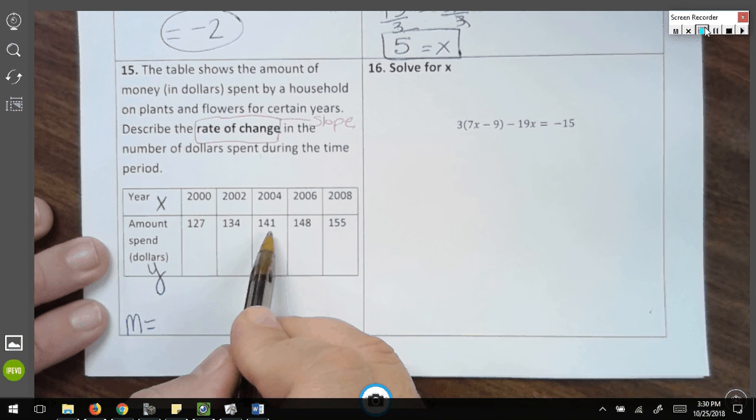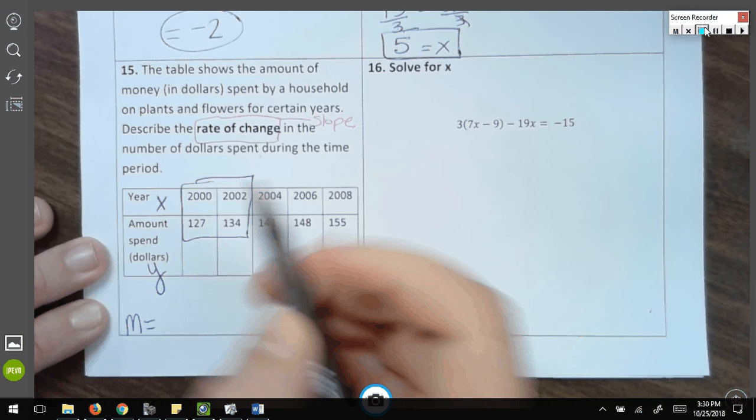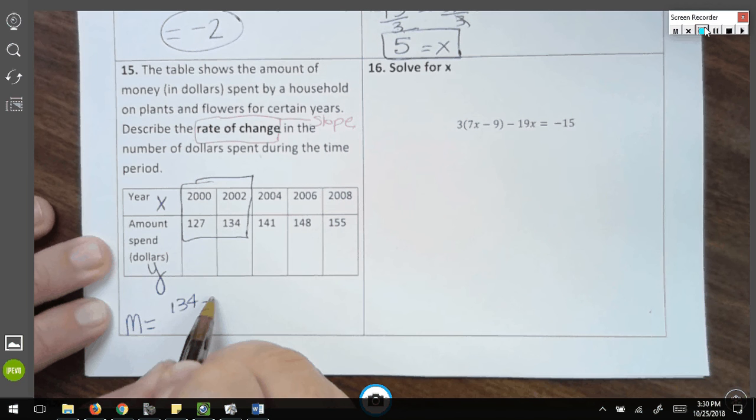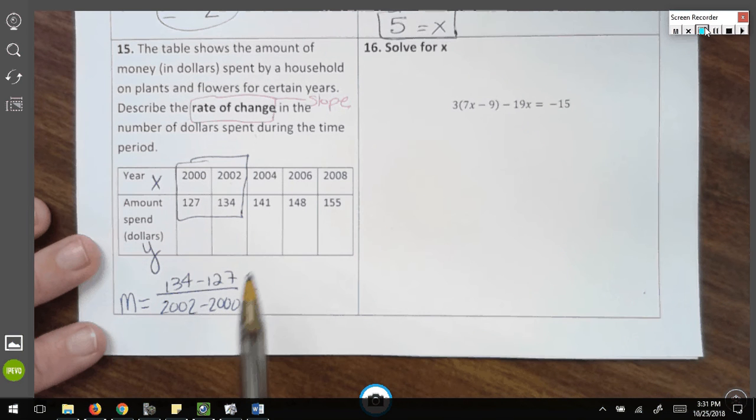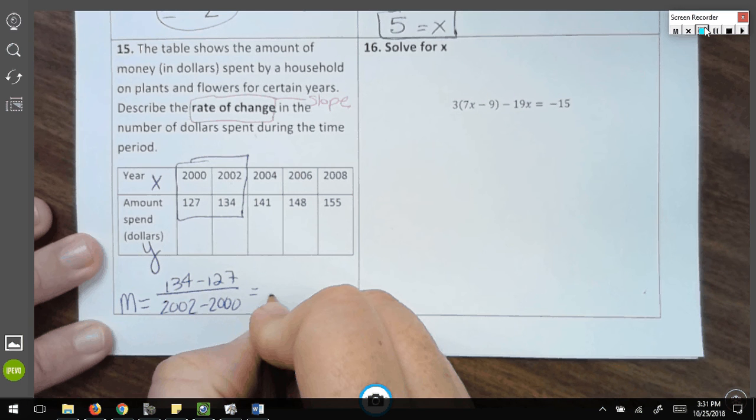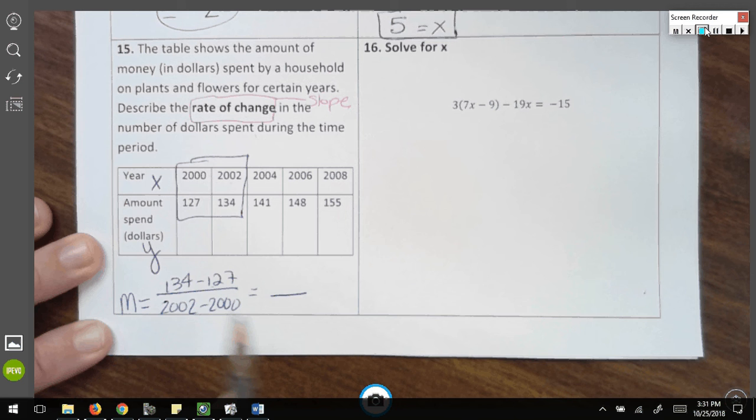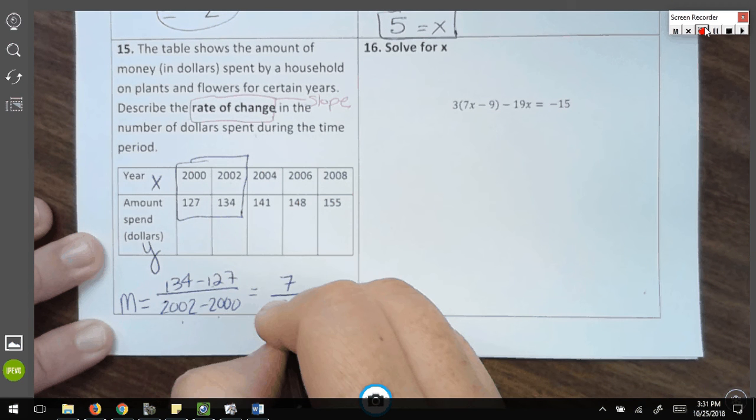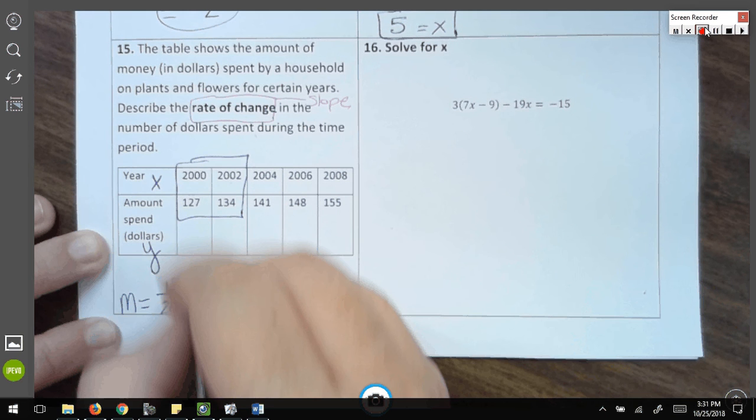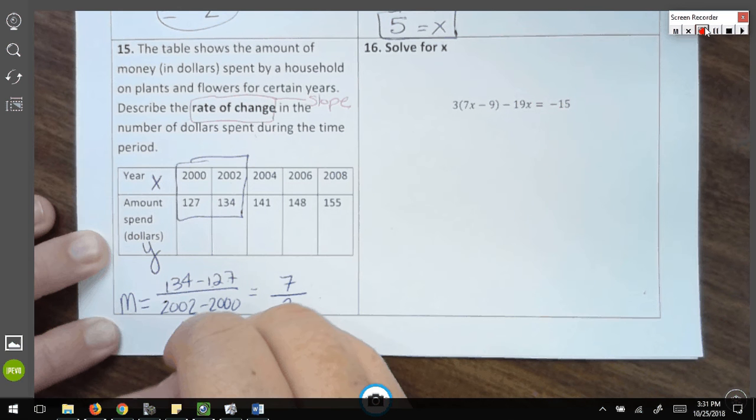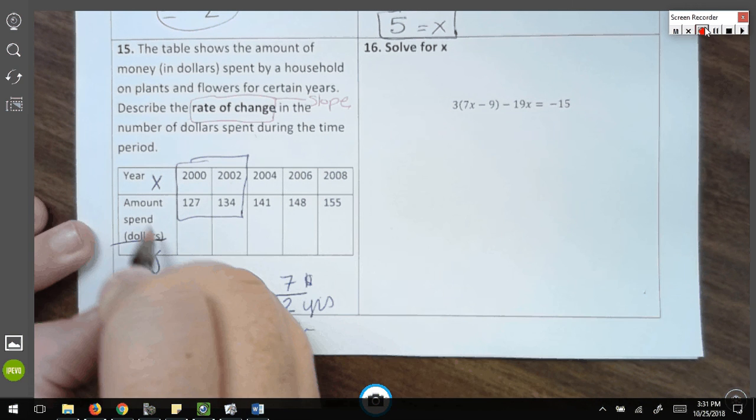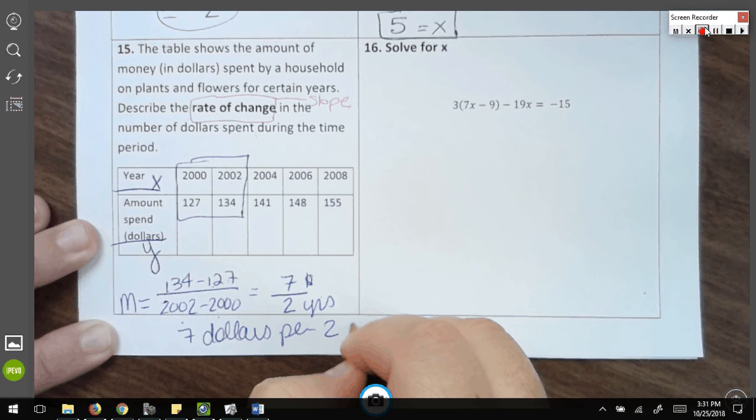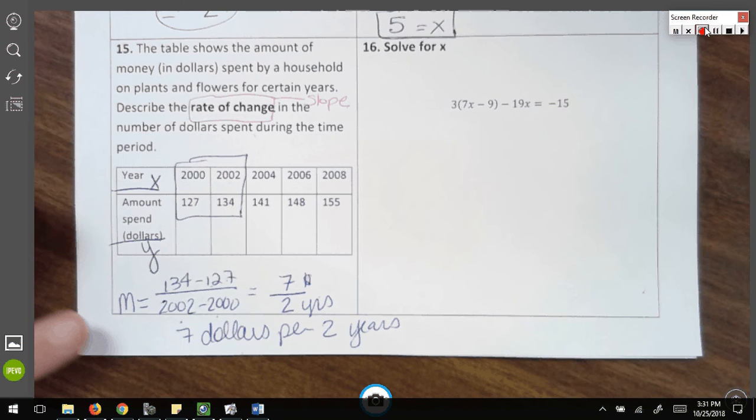Pick any 2 points you want. Doesn't matter which two you use. I'm going to just pick these first two. And I'm going to subtract the y's. 134 minus 127 divided by 2002 minus 2000. Okay, 134 minus 127 would give you, let's see, 7. And 2002 minus 2000 would give you 2. So this is 7 over 2. The rate of change is 7 over 2. Up top is dollars. So dollars per, this is dollars, this is years. And I'm just looking over here to see what's what, right? Per 2 years. So that's the rate of change, $7 every 2 years.